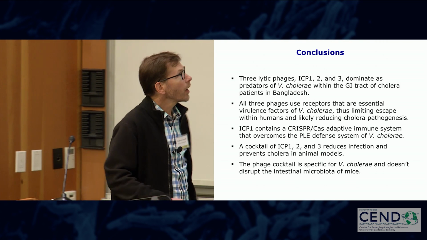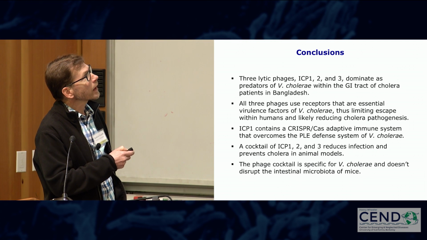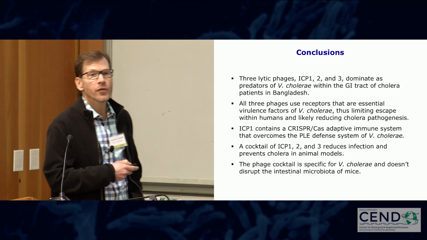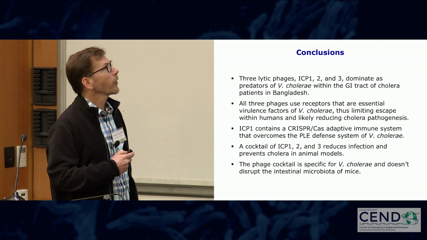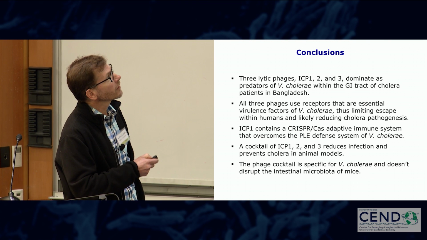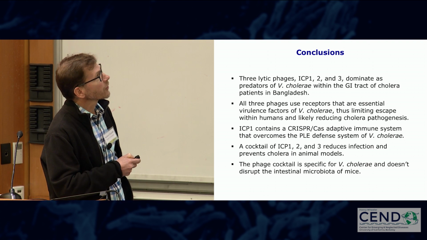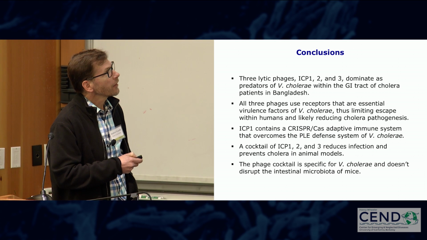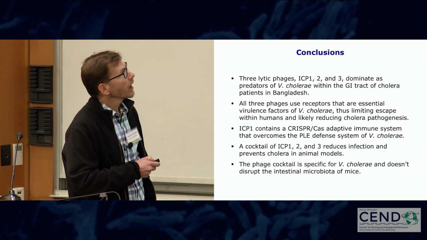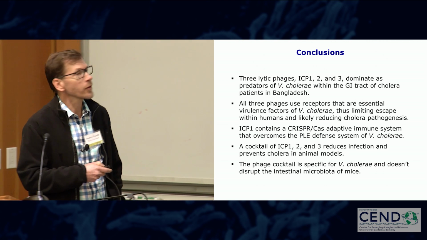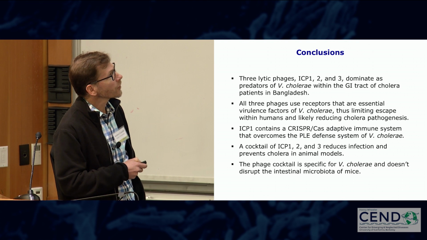And so just to wrap up, in looking at cholera patient stool samples through these international collaborations, we've only been able to find 3 phages that appear to be fit to prey on Vibrio cholerae in the human intestine. And so we've been using these in our phage cocktail. They all use receptors that are essential virulence factors, and this we think is the reason why it limits escape mutants occurring in humans, and probably reducing cholera pathogenesis. Certainly that's true in our animals, but remains to be shown in humans, but it's a good hypothesis.